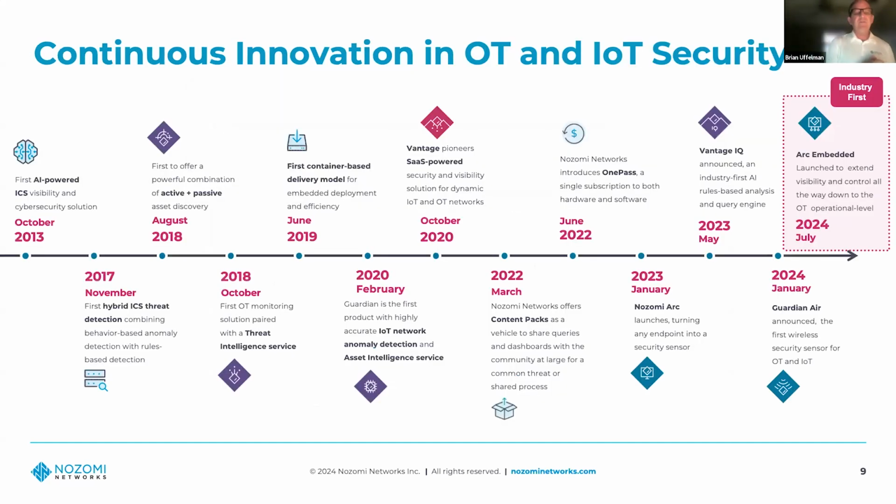I was talking with customers a few weeks ago, and this notion of innovation being synonymous with Nozomi, Nozomi being synonymous with the word innovation. It's actually what they said. And this is a snapshot of all of the innovations that we've had over the past decade plus. Starting with Vantage, the industry first AI rules-based engine. We also launched Guardian Air earlier this year, but this is the industry first that we're talking about today, Arc Embedded. And again, that's the ability to extend visibility and control all the way down to the operational level.